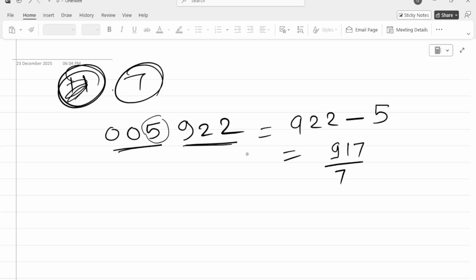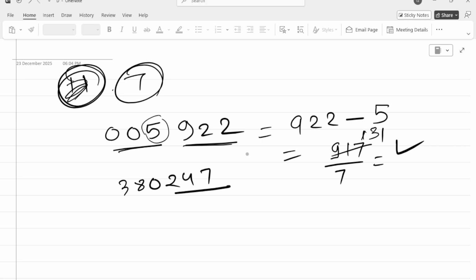917. Now we check the divisibility rule of 7. 7 ones are 7, and 7 times 3 is 21, so 7 times 131 is 917. That is completely divisible by 7. Now you can also solve one yourself.